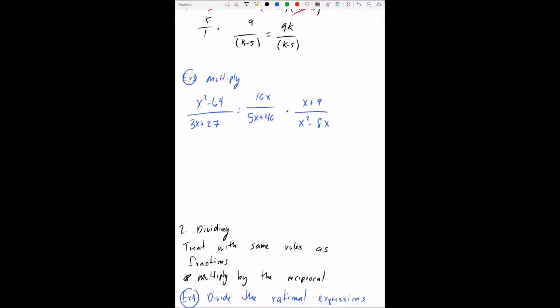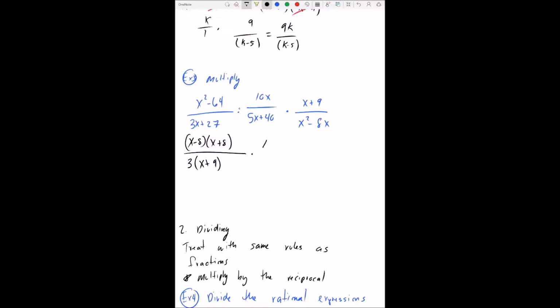So now we have 3 terms, but we're going to do it the same exact way. So our first numerator, we can go ahead and factor that out. It's a difference of 2 squares. We'll have x minus 8, x plus 8. Our numerator, well, they have 3 in common. So we'll have to take the 3 out. We'll be left with x plus 9.